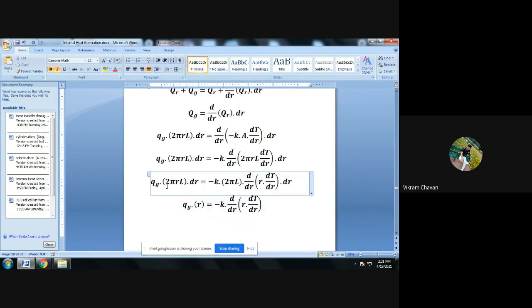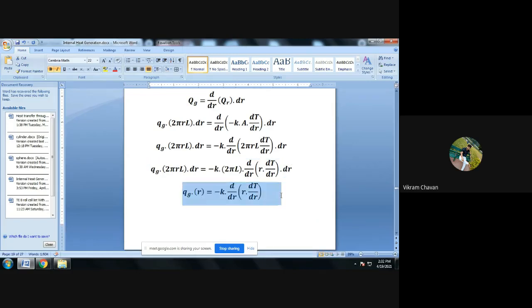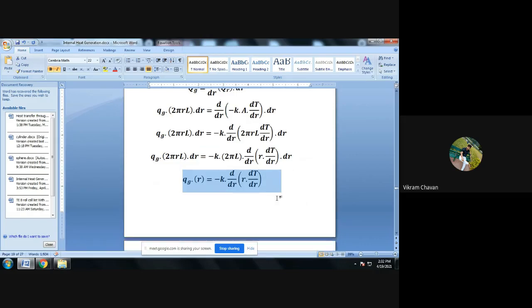Now 2 pi L from the left hand side and from the right hand side will be cancelled. Dr from the left hand side and dr from the right hand side will be cancelled. So what is remaining? The remaining part is small q suffix G multiplied by R is equal to minus K multiplied by the differentiation with respect to R of the bracket, inside the bracket R multiplied by dt divided by dr.